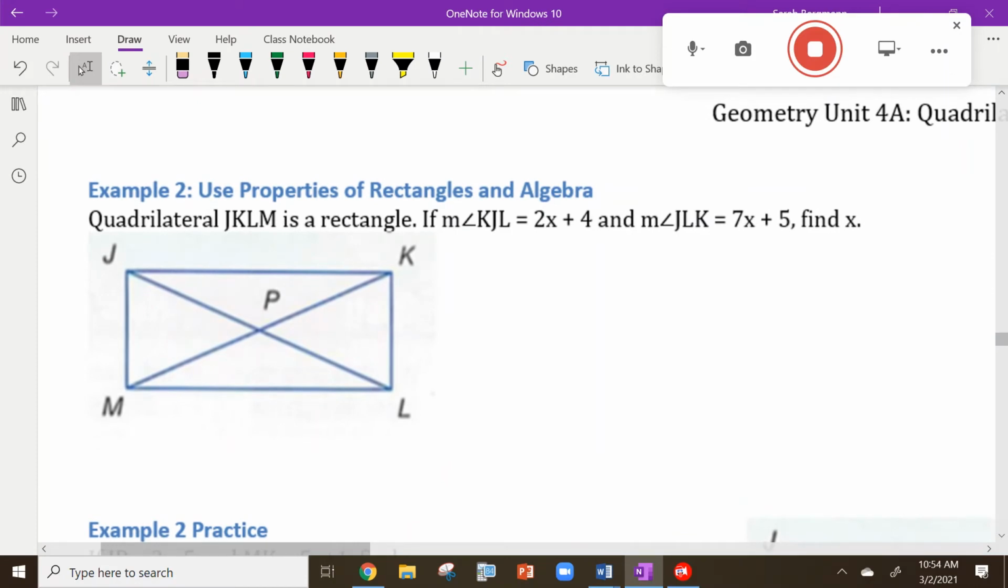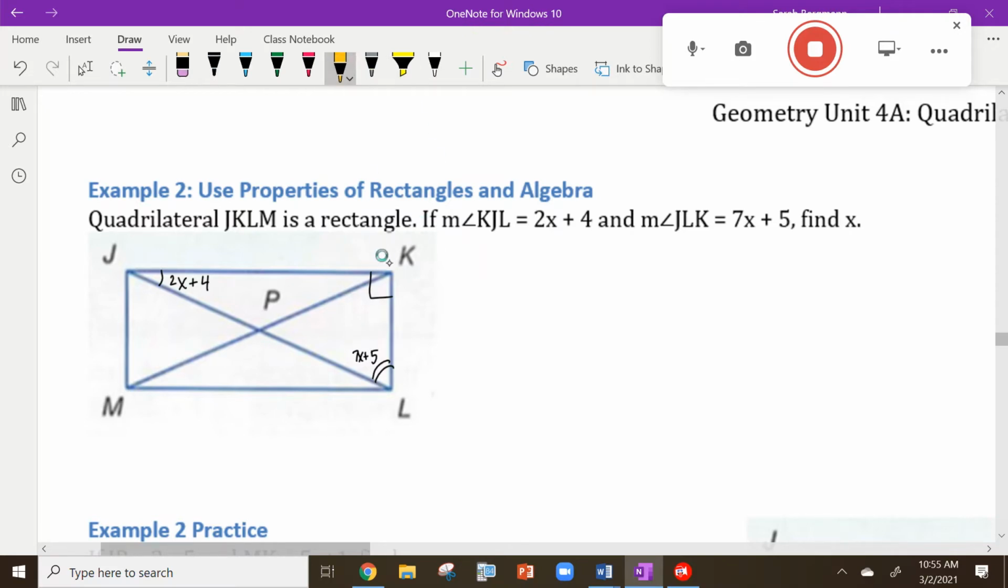Quadrilateral JKLM is a rectangle. The measure of angle KJL is 2x plus 4. Let's label that in our picture. KJL will be this angle here. And the measure of angle JLK, that's this angle, is 7x plus 5. Find x. Now I know that this is a right angle, angle JKL.